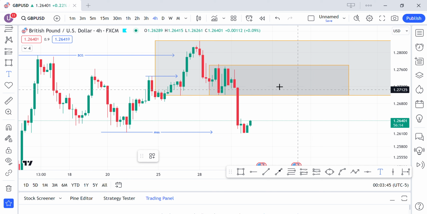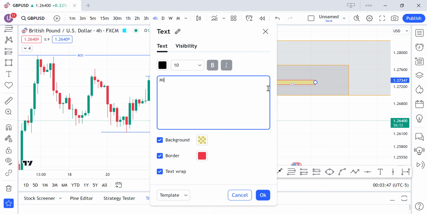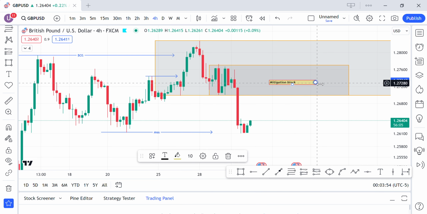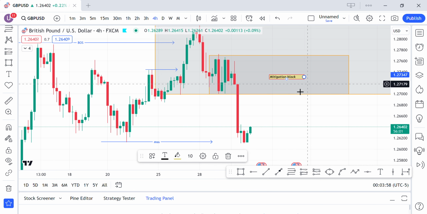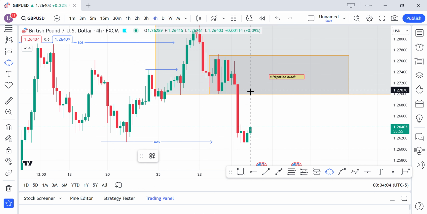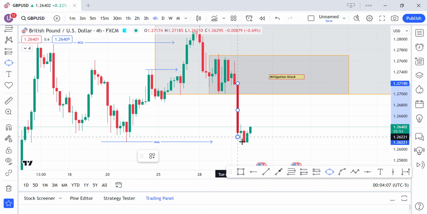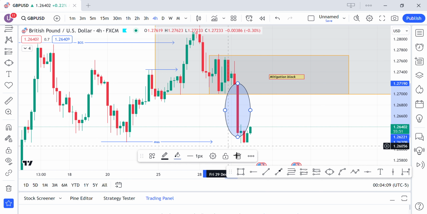Sometimes I label it mitigation block, which has made my charting very easy. Then the next one I look for is the reference point. That's the fair value gap. This is the liquidity void. This whole candle, let me circle it. From here to here is a liquidity void. This is a liquidity void on its own, so we should be aware that it's a liquidity void.